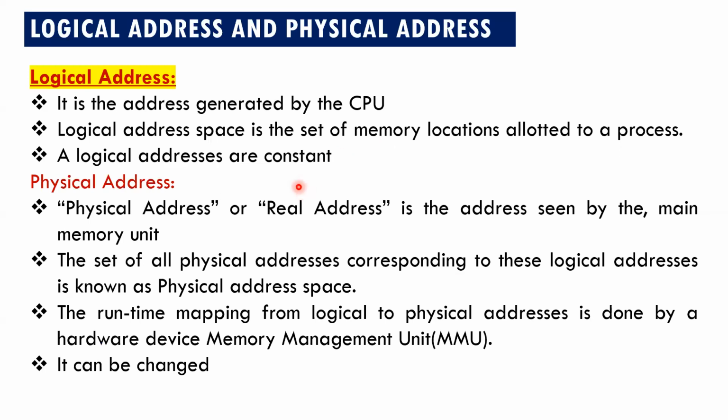Now let us see what is the meaning of logical addresses and physical addresses. A logical address is the address generated by the CPU, and the logical address space is the set of memory locations allotted to a process. Logical addresses are constant. On the other hand, a physical address, which is also called the real address, is the address seen by the main memory unit. The set of all physical addresses is called the physical address space, and the set of all logical addresses is called the logical address space.